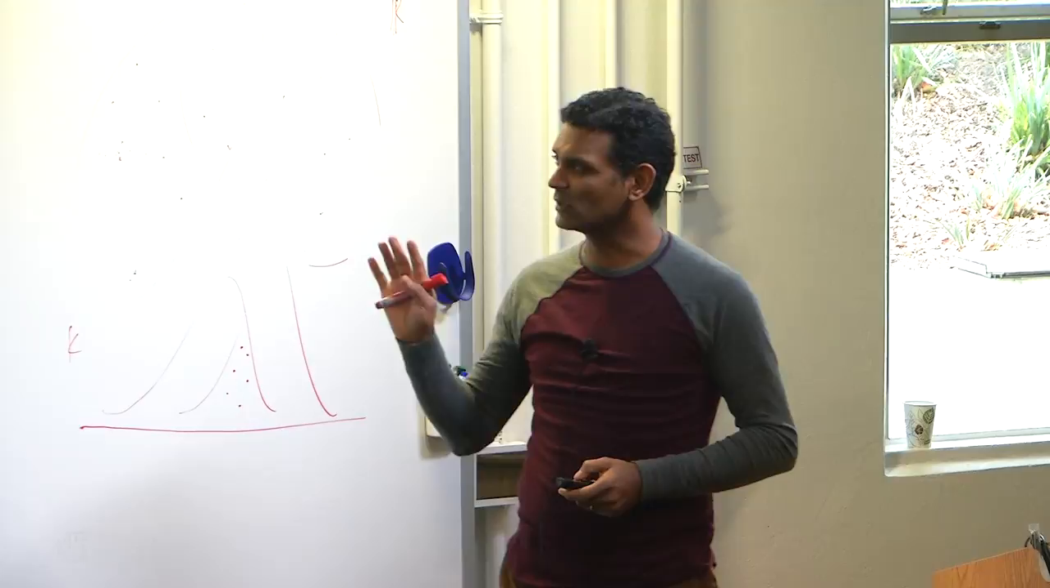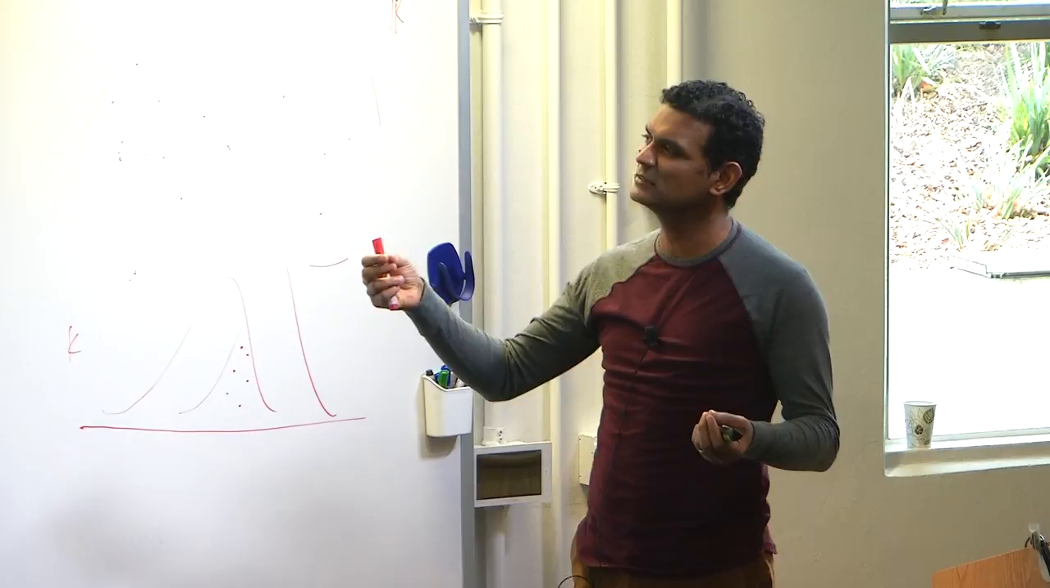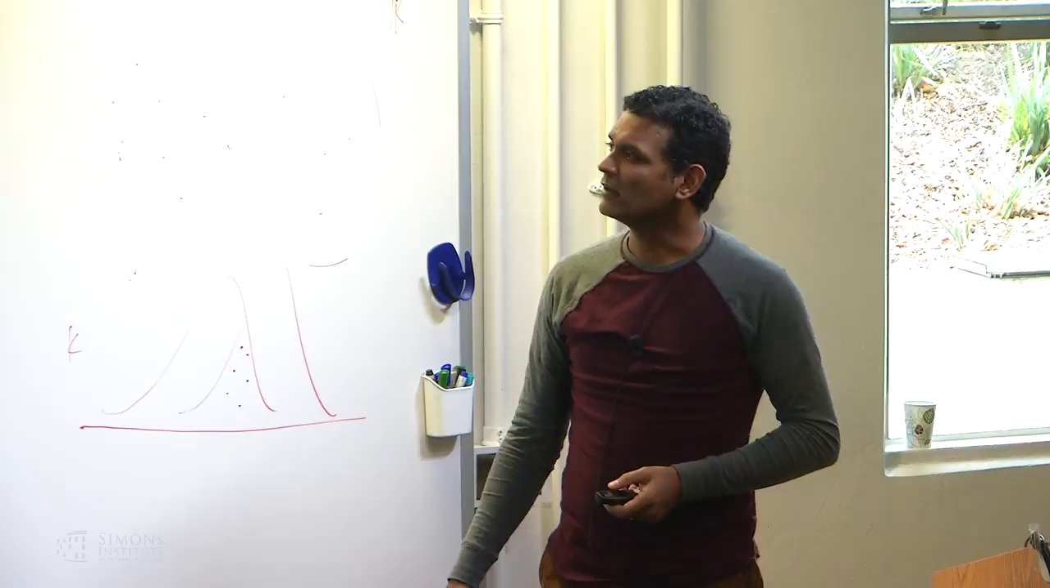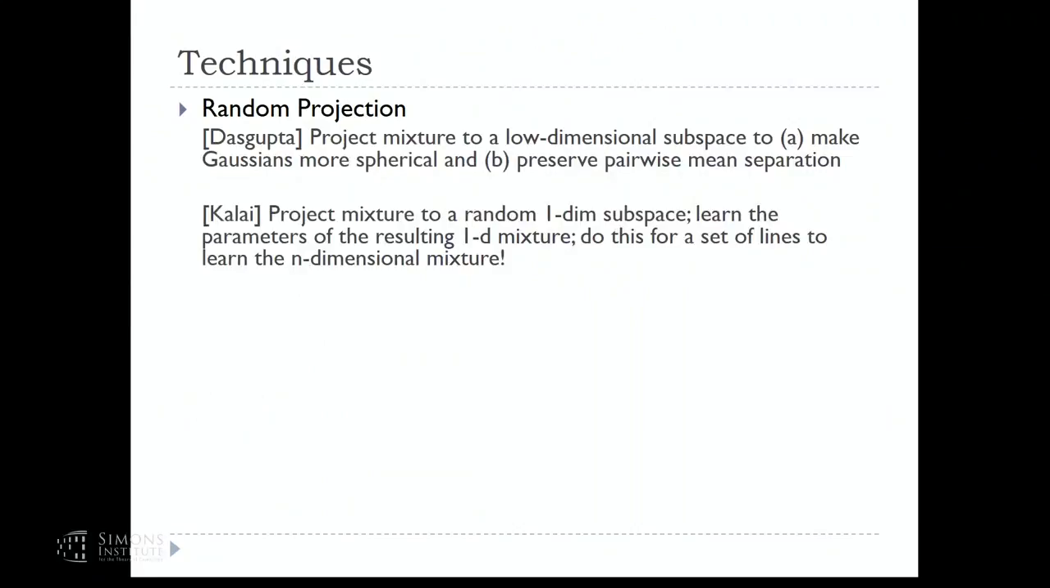Now, the one nice thing about projection is that it will preserve the distances between most pairs, or it'll scale them all down proportionally. In particular, if the means of these Gaussians were separated, they'll remain proportionally separated. That's not enough to solve this problem. However, this idea, originally due to Kalai, and that was used in these papers, says the following.